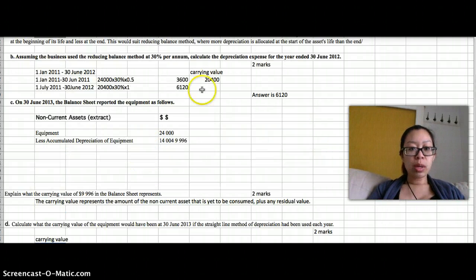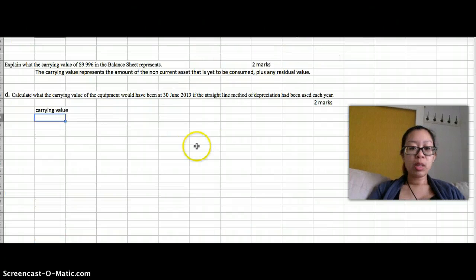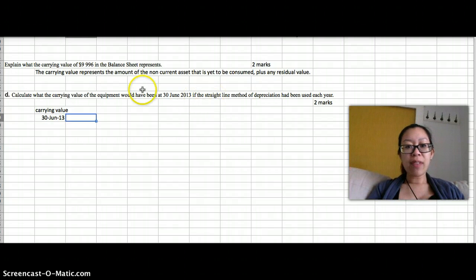They want carrying value. And they've changed the date. The last question was talking about 2012. This question's talking about 2013. So that's really important. You need to pay attention to all these things. And they have changed it to straight line method, whereas previously they were talking about reducing balance. So they're really sneaky like that.